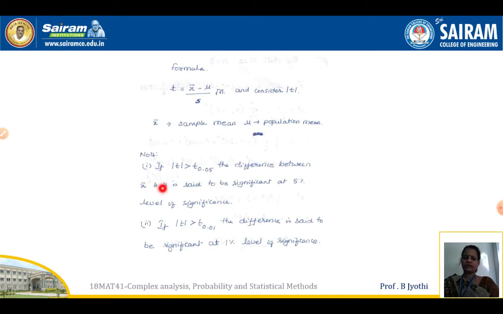Note that first, if the calculated value of modulus t is greater than t 0.05, the difference between x bar and mu is said to be significant at the 5% level of significance. And if the calculated modulus value is greater than t 0.01, the difference is said to be significant at the 1% level of significance.